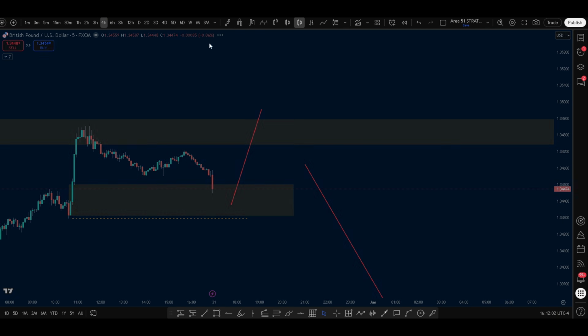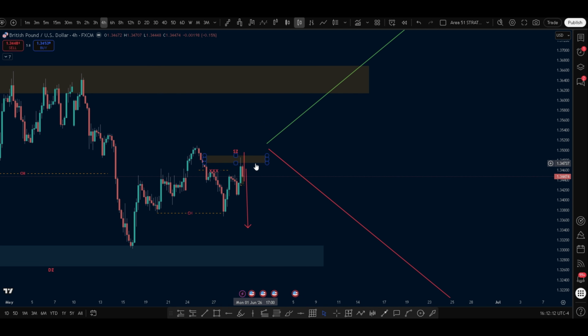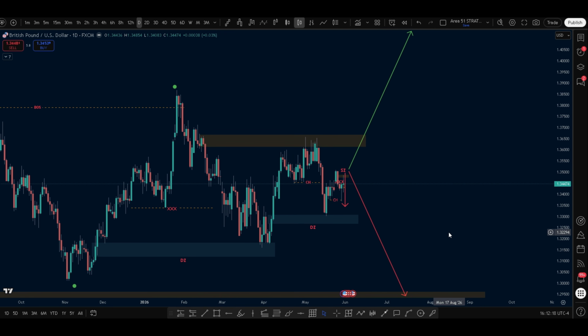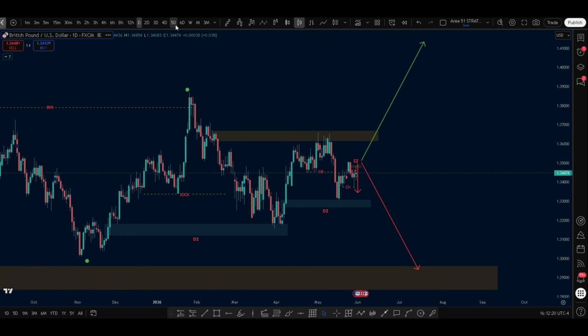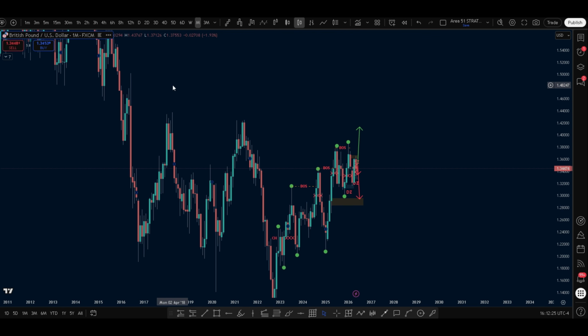So in this case, we are expecting a short-term sell to the downside. If that does not happen and we break above this zone, then we're expecting a continuation to the upside. And that's how you analyze the market from the monthly time frame to the 15-minute time frame.